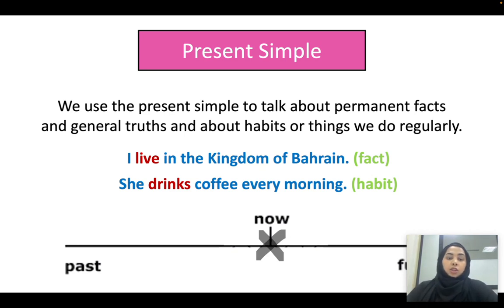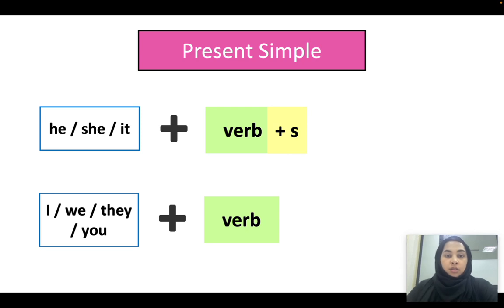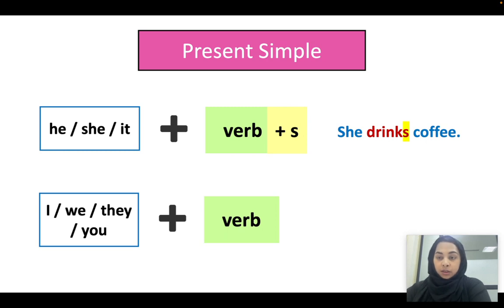Cool? She drinks coffee every morning is a habit. Okay? And I do it all the time, so there you go. We use the present simple for it. To structure the present simple, you only add s if you use he, she, it. For example, she drinks coffee. He drinks coffee. It meows, for example.